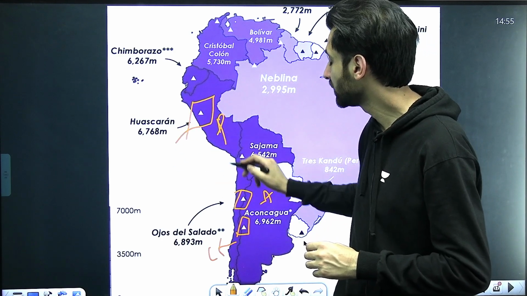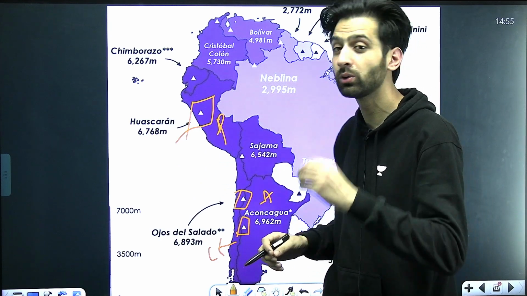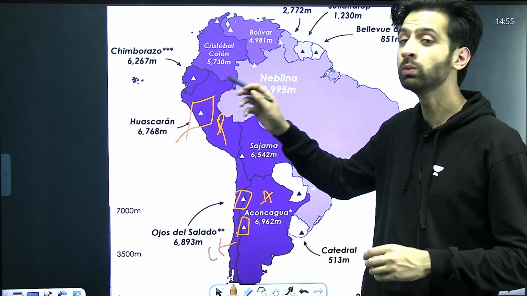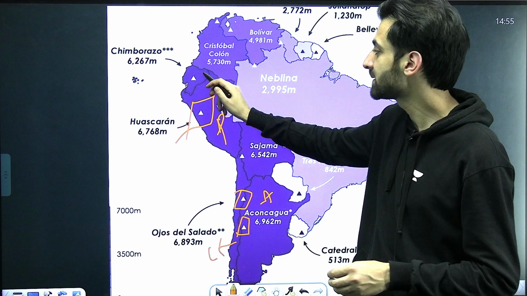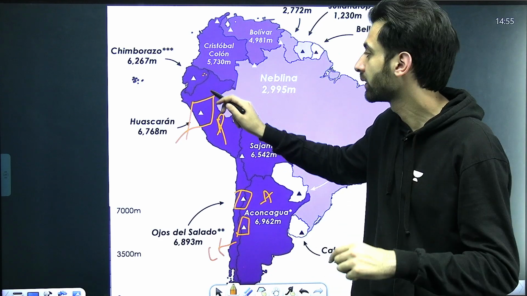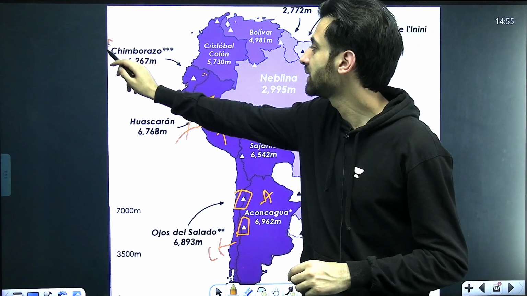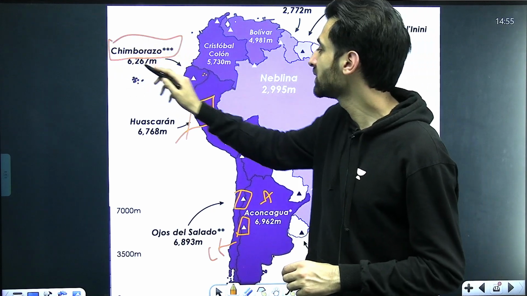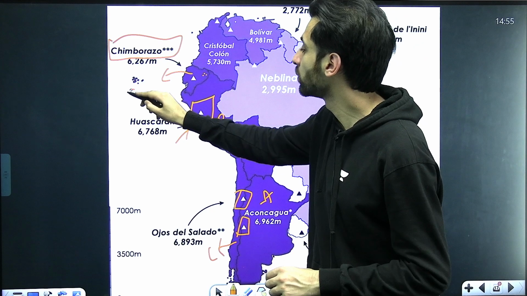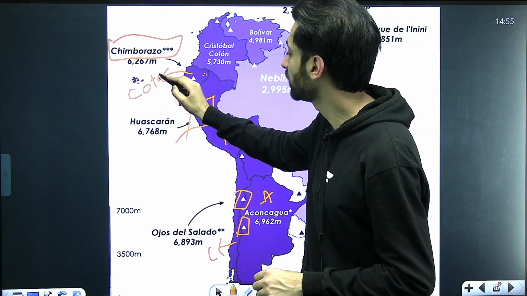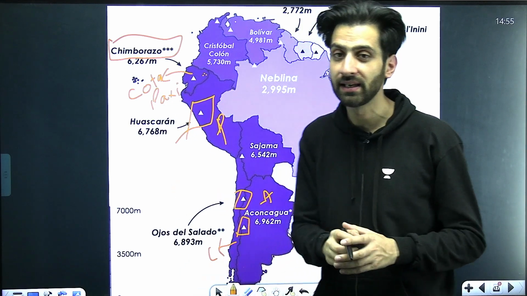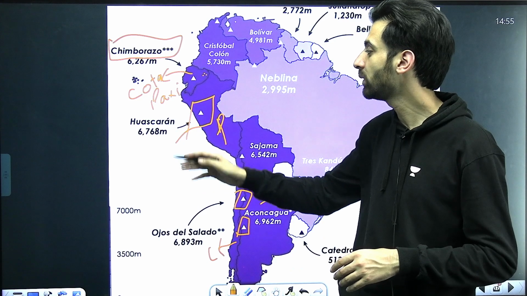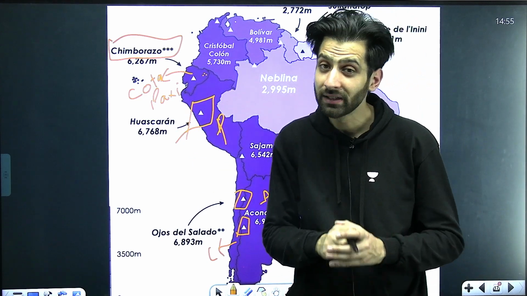Again, very important that you need to know about is Huascarán, located in Peru. Then we have 2 more peaks that are very important, situated in this country, Ecuador. First one is Chimborazo, and there is one more peak, Cotopaxi. So we will have 2 peaks here in Ecuador, Chimborazo and Cotopaxi.